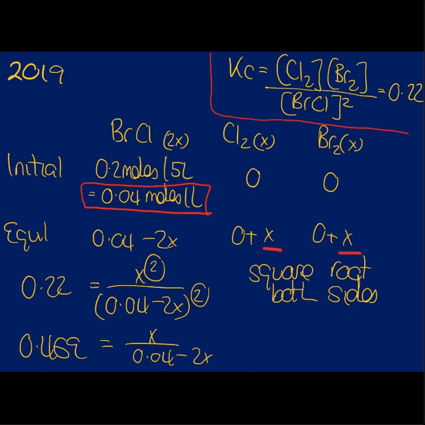So I put that into my Kc equation, and I get 0.22 is equal to x squared over (0.04 minus 2x) all squared. So the fact that I have both of these squared means I can square root both sides, and it gives me 0.469 is equal to x divided by 0.04 minus 2x. Now to get rid of this 0.04 minus 2x, I have to multiply both sides by 0.04 minus 2x. So that allows me to cancel these out.